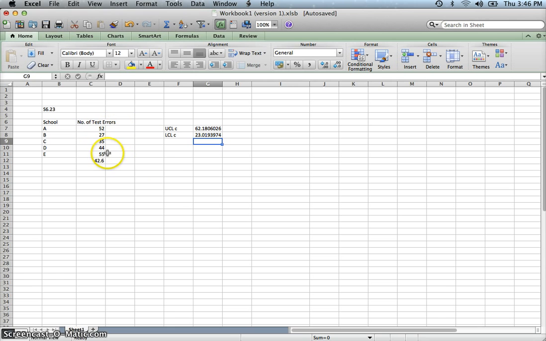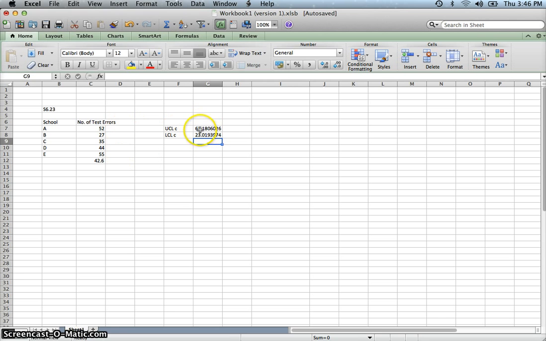It doesn't appear that any of these are out of control. They all fall within reasonable limits. And so for these 5 schools, the system is in control. That's all there is to a C count or a C chart.